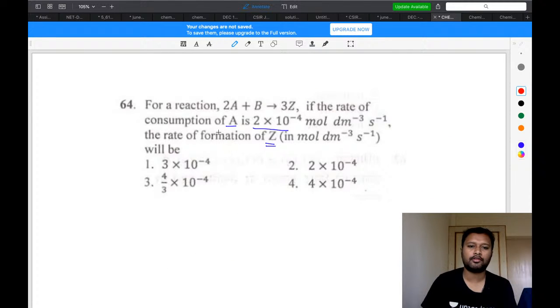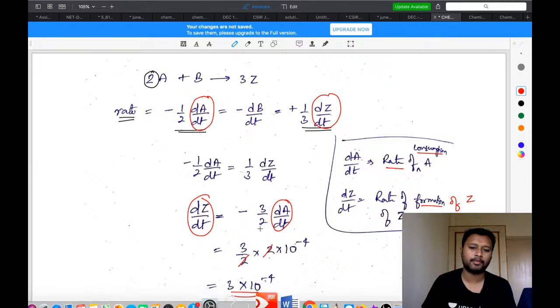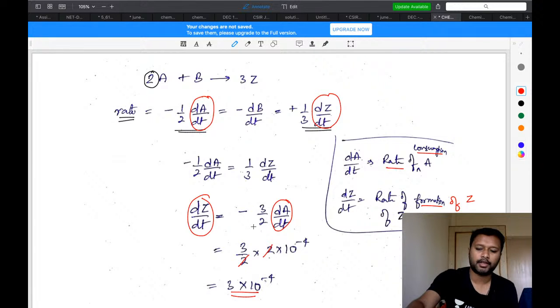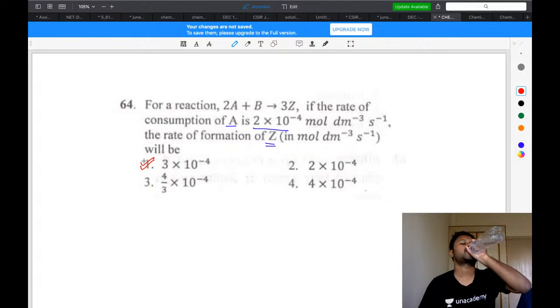So the value of consumption of A was 2 into 10 to the power minus 4. I'm going to use that, 2 into 10 to the power minus 4. Solve this, and this and this will get cancelled out. You will get 3 into 10 to the power minus 4. So your correct option comes out to be option number 1. This is how you have to use the basics of chemical kinetics to solve these types of questions. Alright, we'll go for the next one.